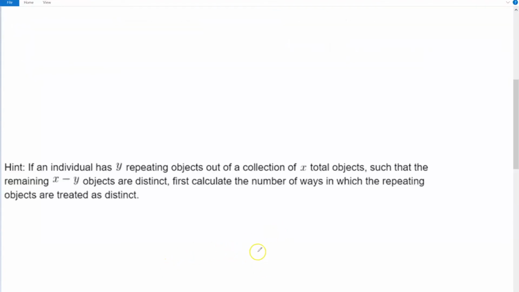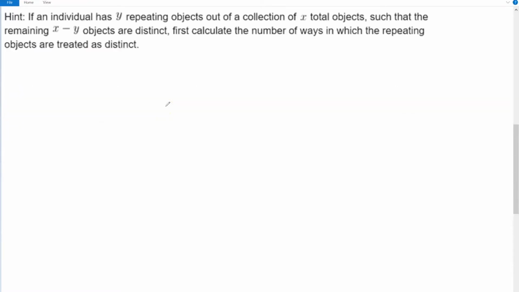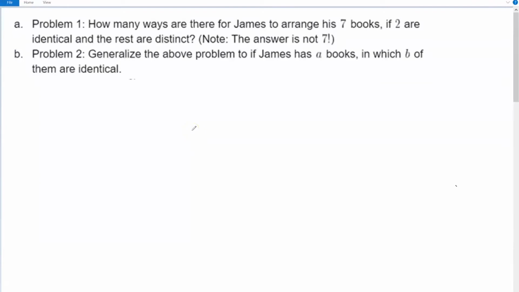So here's the hint. If an individual has y repeating objects out of a collection of x total objects, such that the remaining x minus y objects are distinct, first calculate the number of ways in which the repeating objects are treated as distinct. We will now present the solution to problem 1. Your first intuition may be that there's 7 factorial total ways for James to arrange his books. However, we will investigate why this is incorrect.